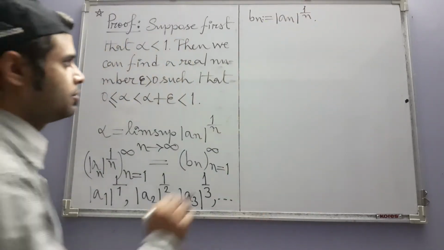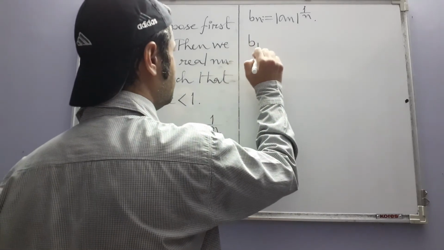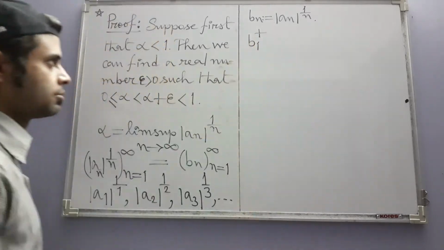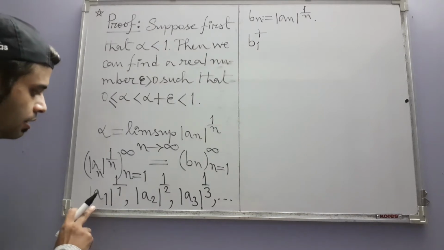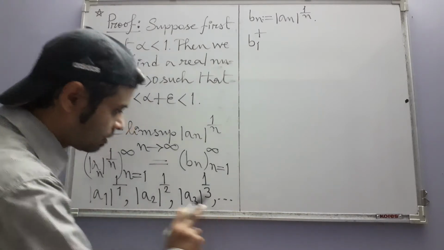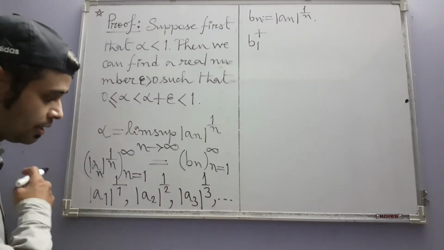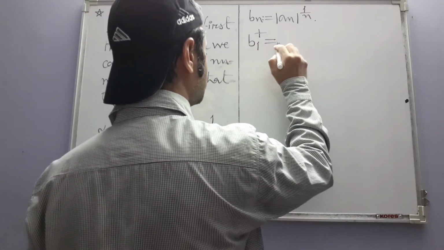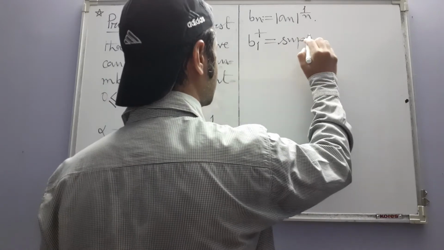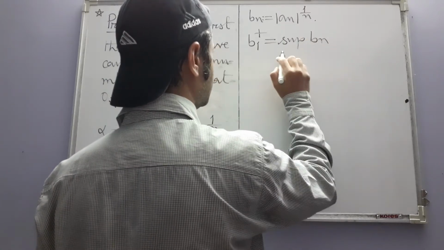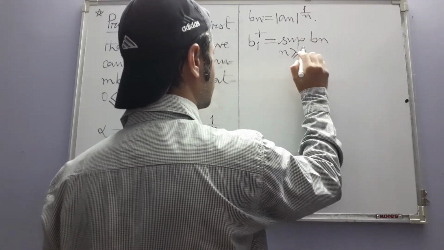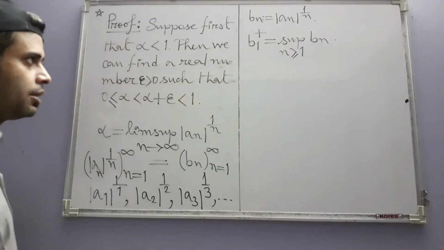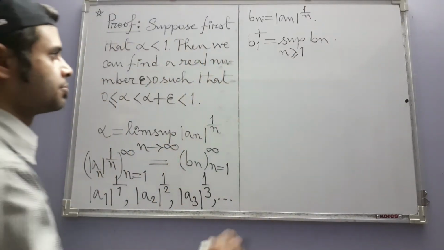Then what is your B1 plus? B1 plus is the least upper bound of the terms of the entire sequence. That is, it is the supremum of Bn where n is greater than or equal to 1. We can write in short like this.